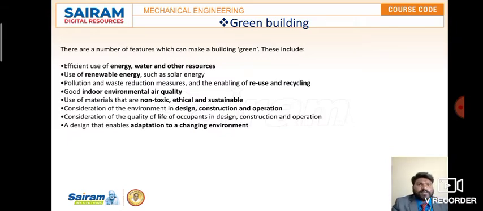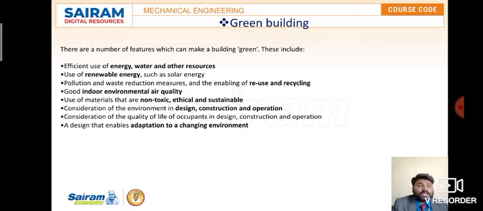Now coming to this green building, what are the things that it will include? What are the different features which can make a building green? The first one is energy resources: efficient use of energy, water and other resources. We have to use them very effectively, and use renewable energy, such as I told you, solar energy is one among them, and then wind energy, tidal energy, hydel energy. We have to use that renewable energy instead of non-renewable energy such as fossil fuels. That will be the additional thing to make a building green.